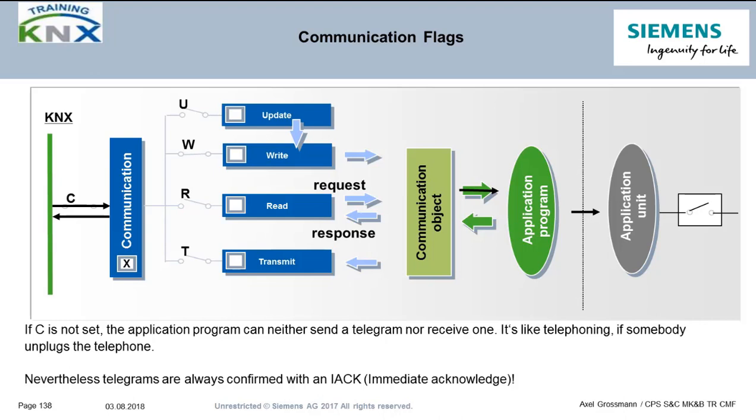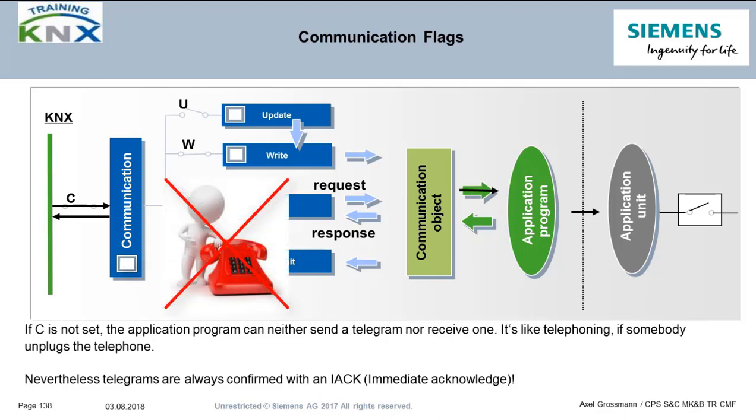There are basically 3 different roles of the user functions, which are also distinguished in the settings of the communication objects. The C flag is common to all roles. C stands for communication. Its setting determines whether the object in question can receive data from or send data to the bus at all. If it is deactivated, it works like pulling the plug out of the socket at home on your phone. The telephone line is disconnected. No one can call you, and you can't call anyone outside.